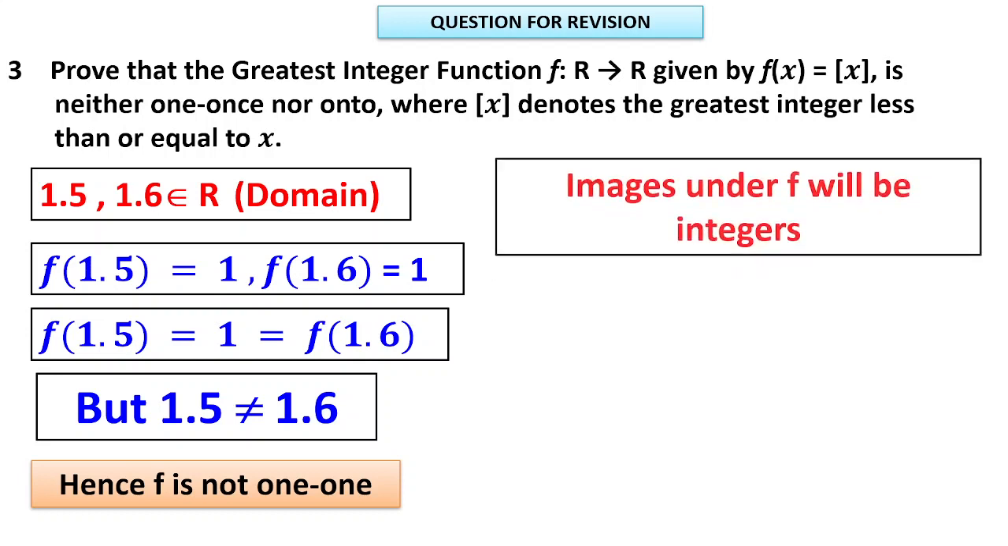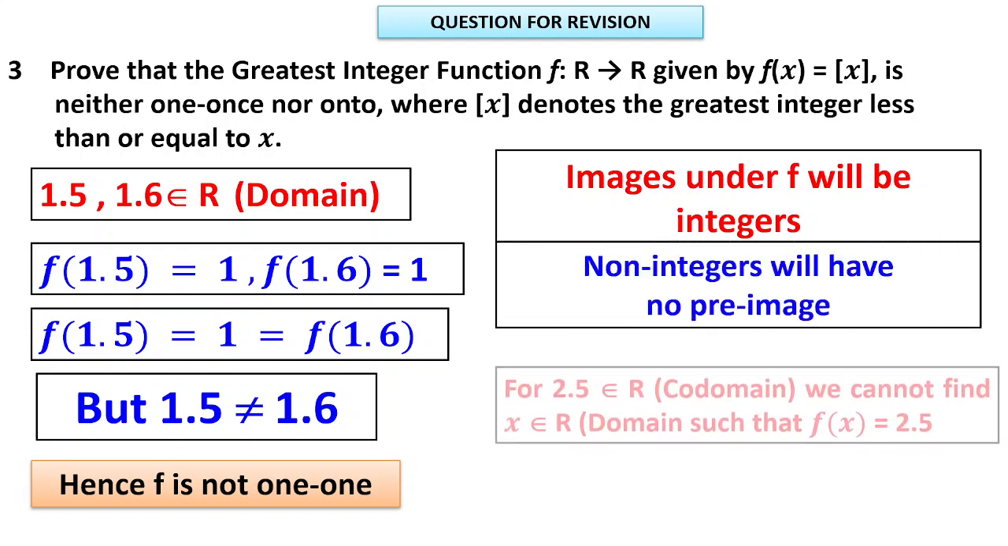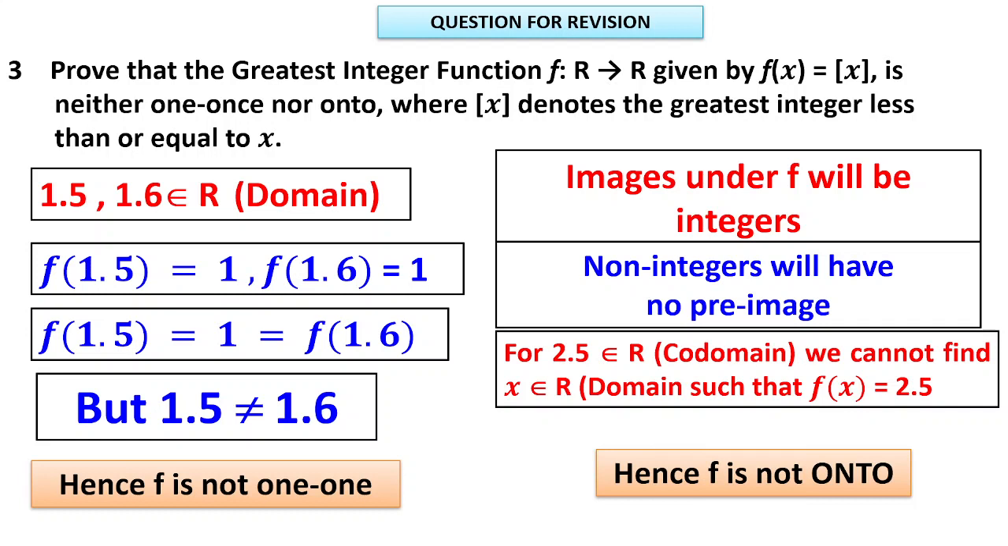Let us check whether it is onto. Images under f will be only integers on the right hand side, because only integers will have pre-images. All the real numbers are mapped to integers only in the greatest integer function. Therefore, definitely not every number will have a pre-image. For example, if you take 2.5, it will not have any pre-image. Therefore, it is not onto.